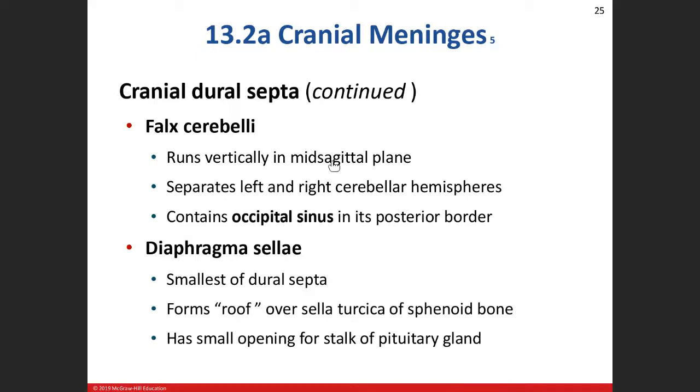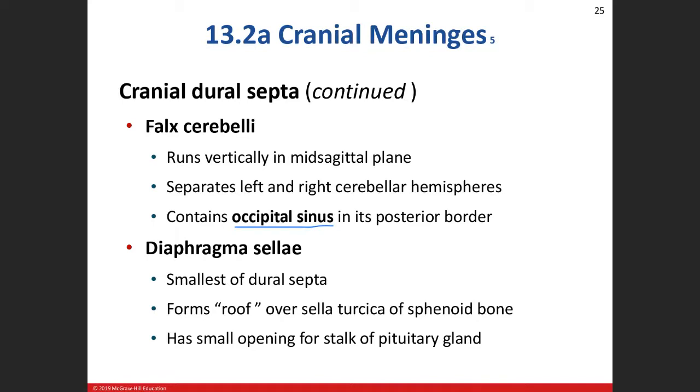Well, in the cerebrum, we saw the falx cerebri. Well, in the cerebellum, we have the falx cerebelli. And this is going to divide the left and right cerebellar hemispheres. Okay? And it also has its own sinus, the occipital sinus.